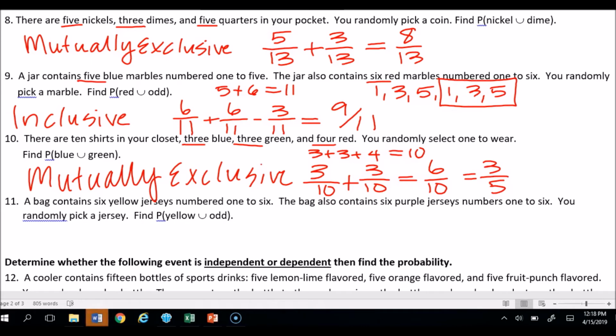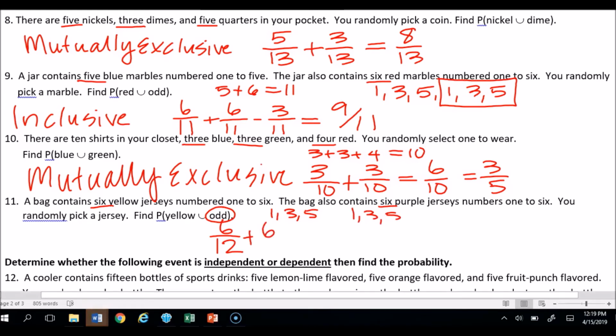So that's our answer. Number 11 says a bag contains 6 yellow jerseys numbered 1 to 6. A bag also contains 6 purple jerseys 1 to 6. You randomly pick a jersey. So basically we have a bag that contains how many jerseys? So we got 6 here and 6 here. So we've got 12 jerseys again. So how many of those jerseys were yellow? 6 of them. And again, if they're numbered 1 to 6 and 1 to 6, and it's asking us about odd here, we've got 1, 3, 5, and then we've got 1, 3, 5 again. So that's 6 again, 6 over 12.